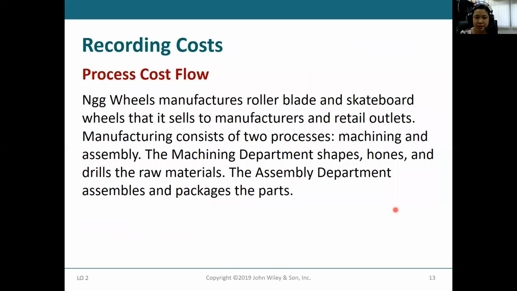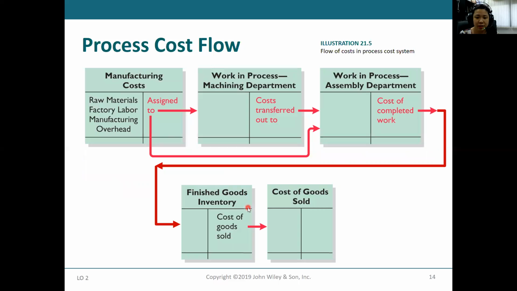Now let's continue. Let's look at this example. Nga Wheels manufactures rollerblade and skateboard wheels that it sells to manufacturers and retail outlets. Manufacturing consists of two processes, machining and assembly. The machining department shapes, hones, and drills the materials. The assembly department assembles packages and parts.